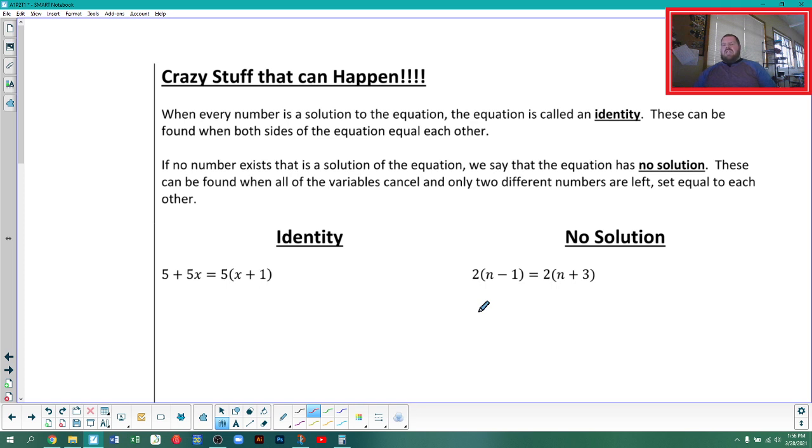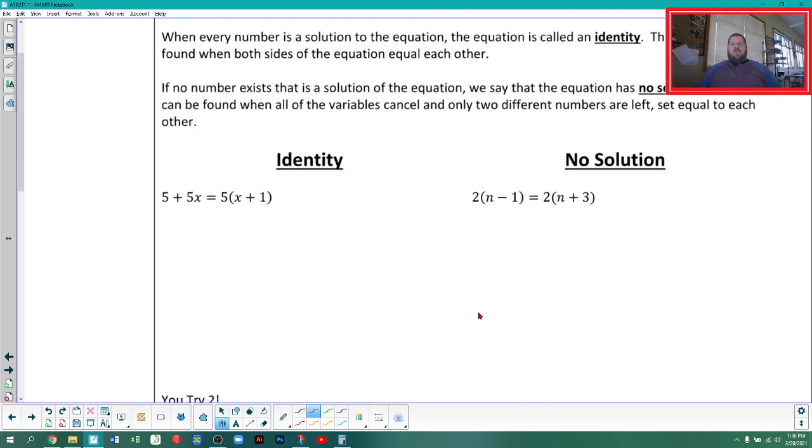Then the other side of that is if no number exists that makes the equation balance, then it would be seen as no solution. These can only be found when all the variables go away and you have two different numbers on both sides. So let's take a look at these two possibilities.